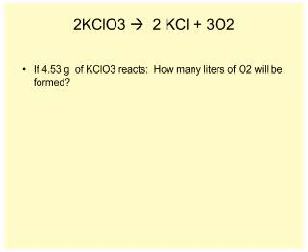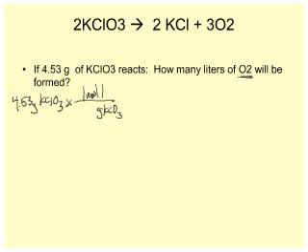2 KClO3 yields 2 KCl plus 3 O2, same equation. If 4.53 grams of KClO3 reacts, how many liters of O2 will be formed? 4.53 grams of KClO3 times dividing bar, what was that mass again? So grams of KClO3 on the bottom, 1 mole of KClO3, always go through moles, always go through moles. And the grams, we solved that just a second ago, it was 122.55. So I go to the periodic table and I add them all up. I don't know why I keep writing my L in KClO3.